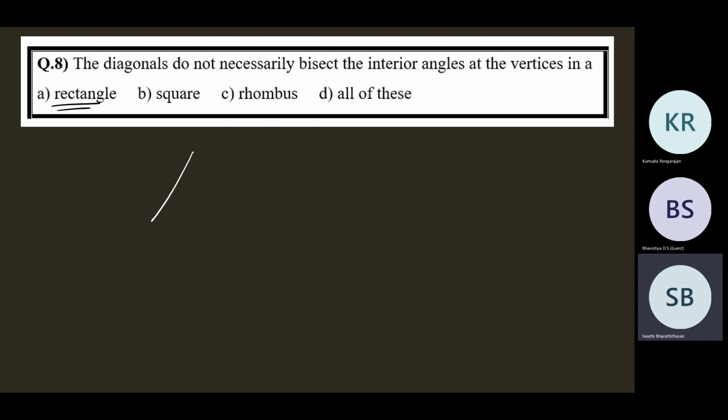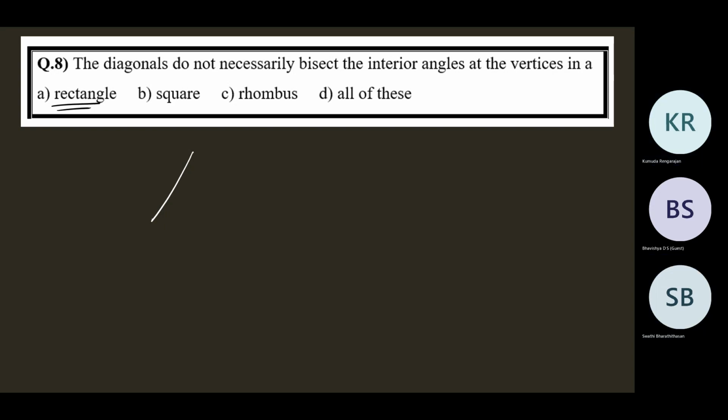Ma'am, in a rectangle, the diagonals won't be perpendicular to each other, ma'am. If they are not perpendicular, then the angles formed at the vertices will not be equal, ma'am. In the case of a square, the diagonals are perpendicular, ma'am. So if it bisects each angle, then one of the angles will be 45 degrees, ma'am. It's not the same in a rectangle and a parallelogram, ma'am.